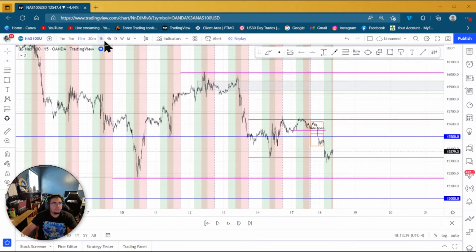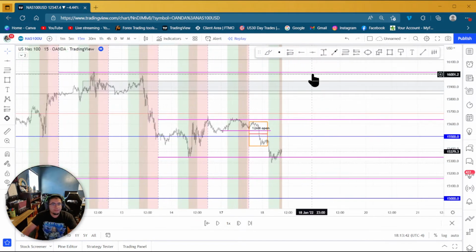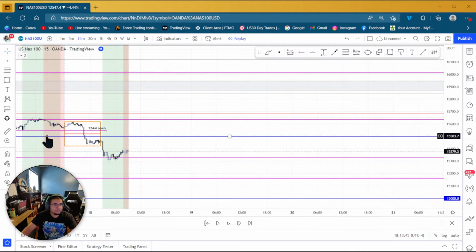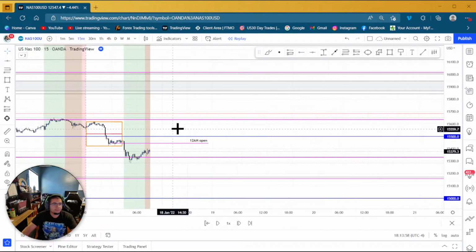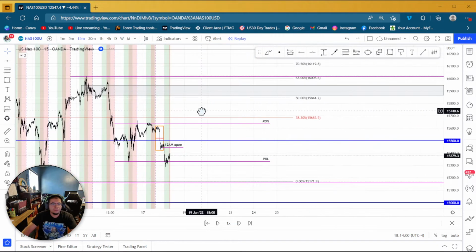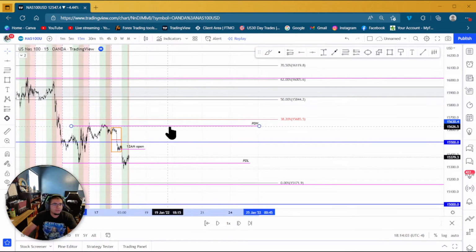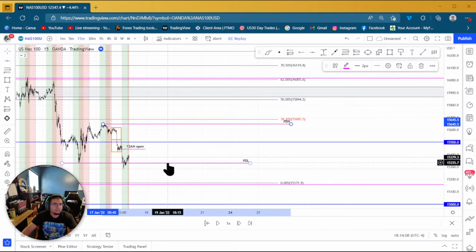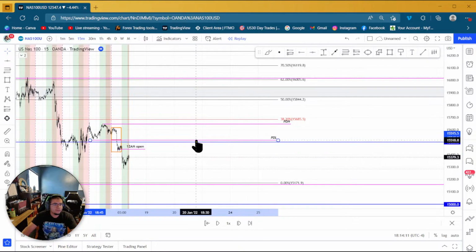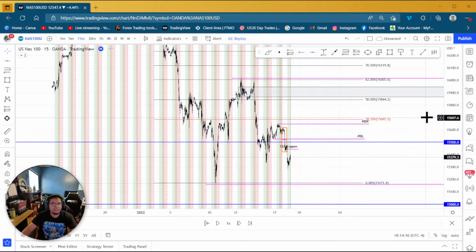Okay, so I'm going to go back to the 4, we're going to move the 12 a.m. open to where it needs to be for today. 12 a.m. Previous day high, previous day low, right there.